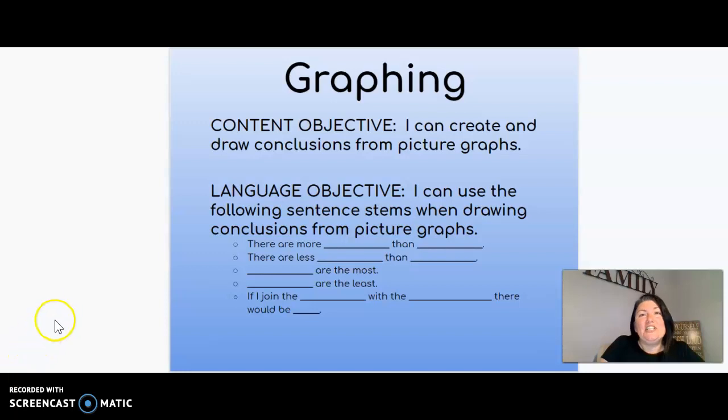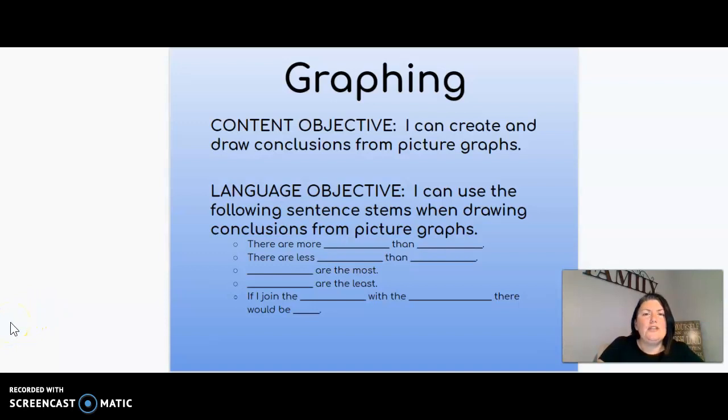I can't wait to share today's graphing activity with you, but before we get started, let's look at our content and language objectives. Today's content objective states, I can create and draw conclusions from picture graphs. Today's language objective states, I can use the following sentence stems when drawing conclusions from picture graphs.